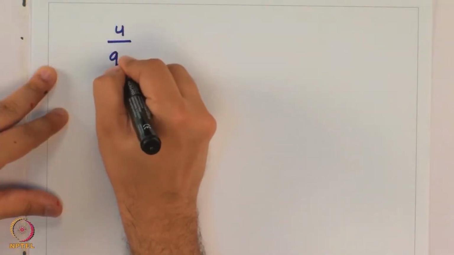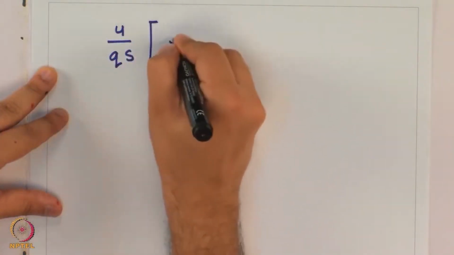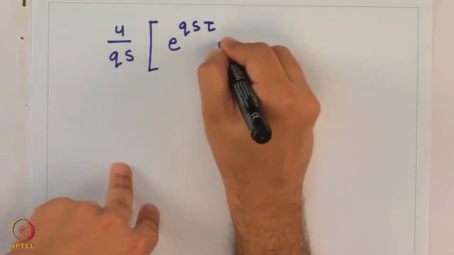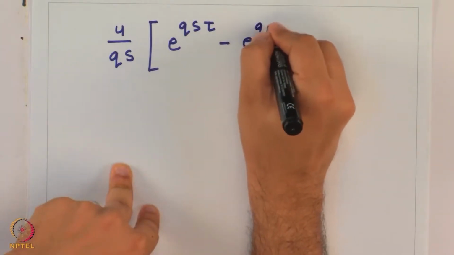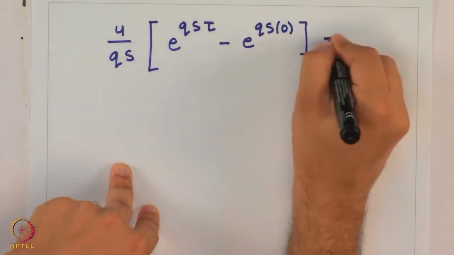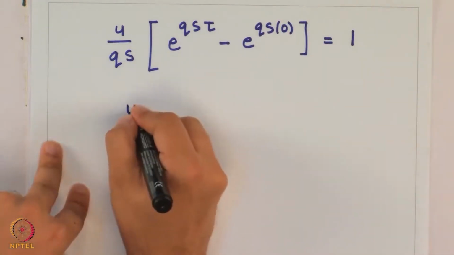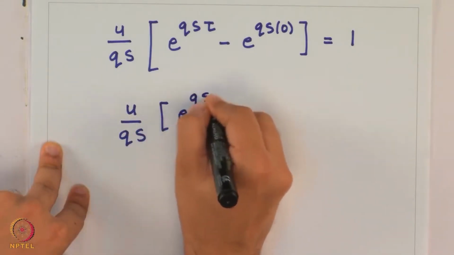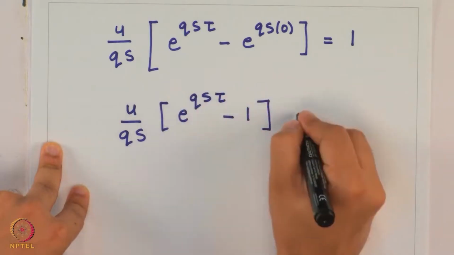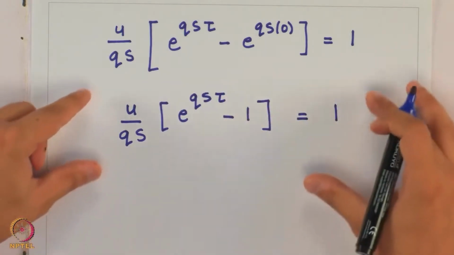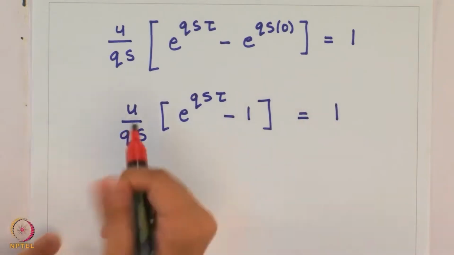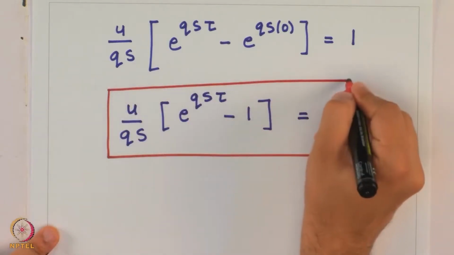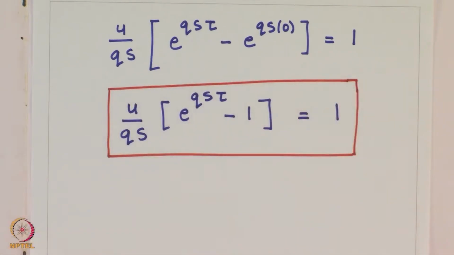u divided by qs, e to the power qs tau minus e to the power qs into 0, which equals 1, which gives me u divided by qs times e to the power qs tau minus 1, which is equal to 1. Now I have to solve this particular expression for a value of tau, and that will give me the time it takes for a new beneficial mutation to become established in the population.